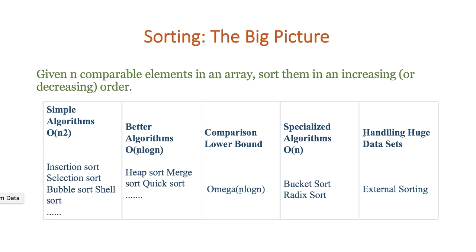Sorting, the bigger picture: if you want to use really simple algorithms, you go for insertion, selection, and bubble sort. For better algorithms, you go for heap sort or quick sort. If you want to go beyond comparison-based sorting, there are highly specialized algorithms like bucket or radix sort. We're not seeing that here. And if you want to handle extremely huge data sets, there's something called external sorting, which does not sort everything in memory, but even does it on the disk.